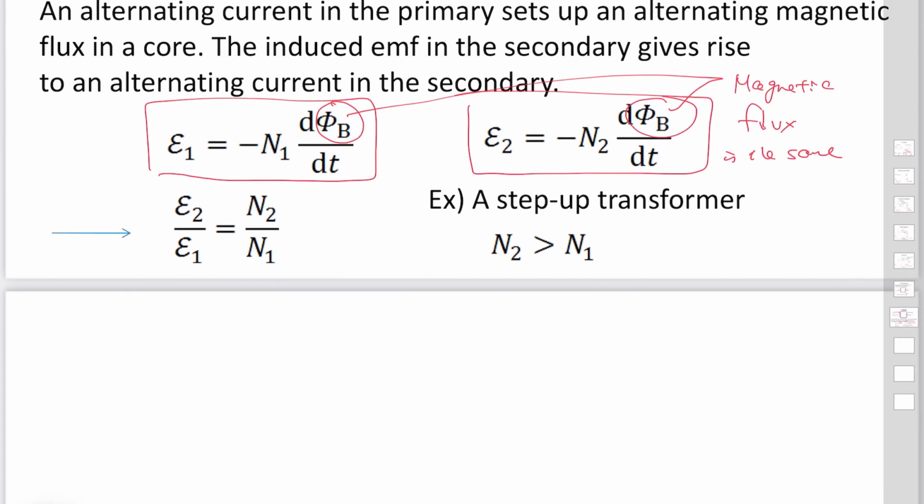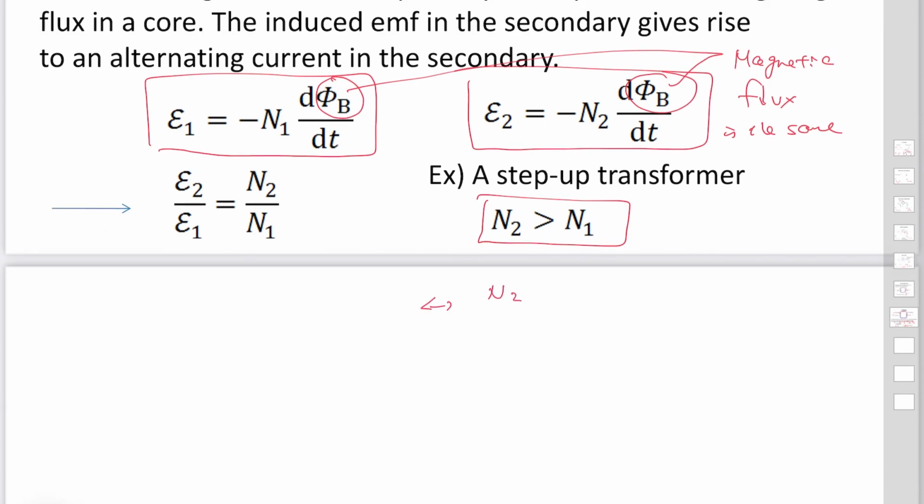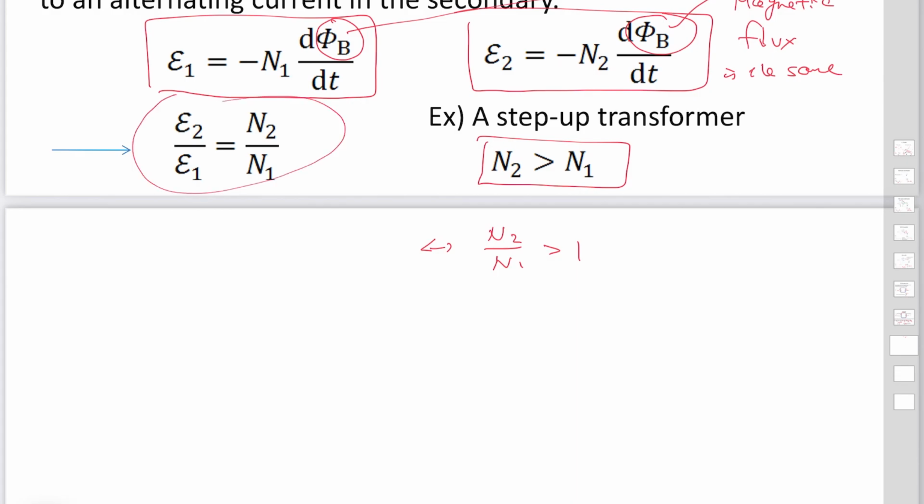So if you consider N sub 2 is larger than N sub 1, N sub 2 over N sub 1 is larger than 1. So you can substitute these quantities here. So this means epsilon sub 2 over epsilon sub 1 is larger than 1. So this means epsilon sub 2 is larger than epsilon sub 1. We call this a step-up transformer because the voltage is increased using the transformer.